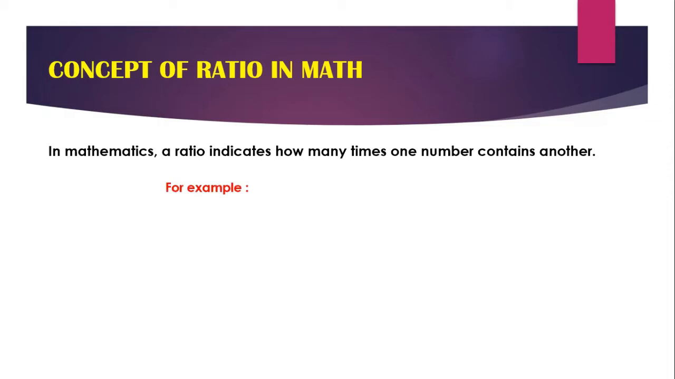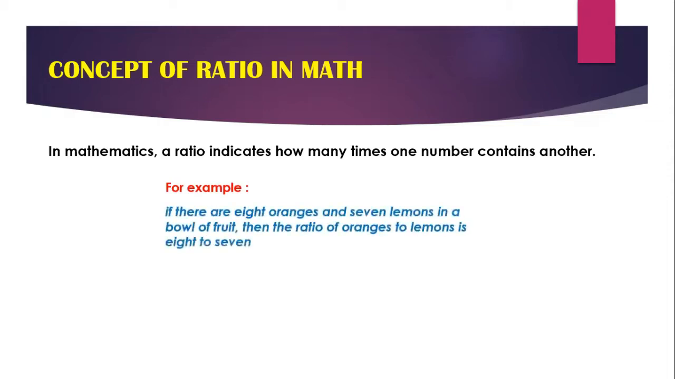For example, if there are 8 oranges and 7 lemons in a bowl of fruit, then the ratio of oranges to lemons is 8 to 7. That's very clear, right? Okay, now we're going to identify this case for the case of the ratio. Okay, students, the information we got from this case is there are 8 oranges and 7 lemons, right?